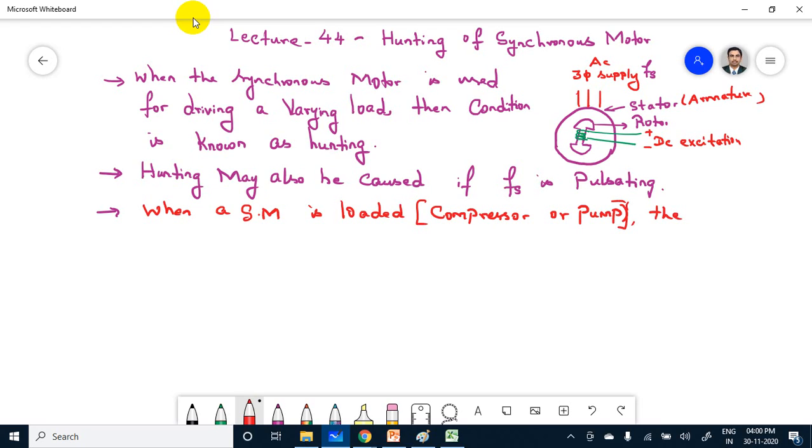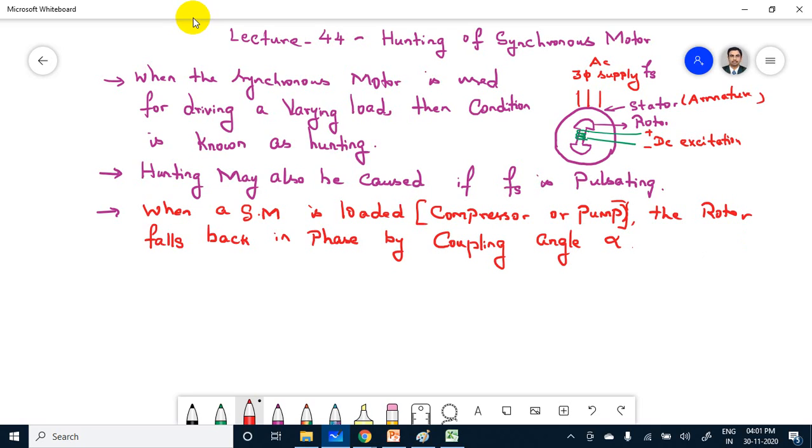The rotor falls back in phase by the coupling angle alpha. In some textbooks they use a notation called delta also. So whichever book I am referring to, it will be angle alpha.